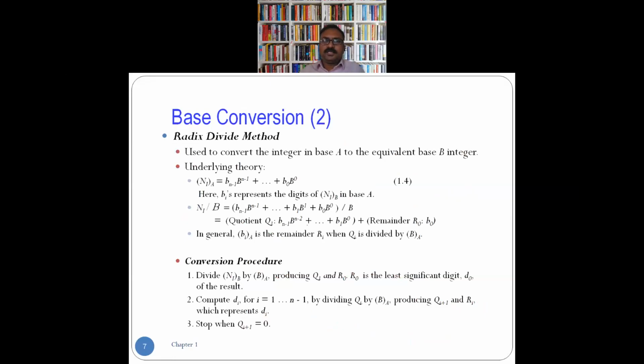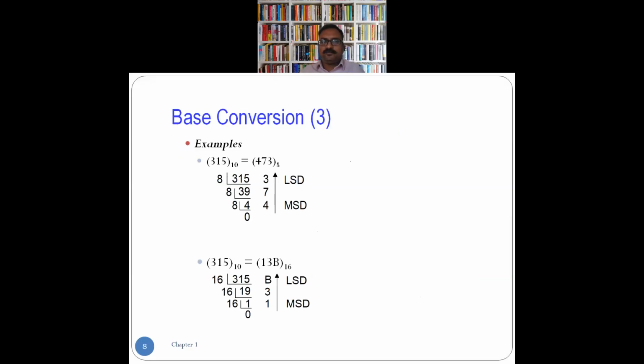This method is for converting an integer. For example, n1 is there and you have to convert it into another number with base 8. You have to divide it and take the quotient and remainder. The remainder is taken as a bit. For example, take 315, a decimal number, and convert it into base 8.